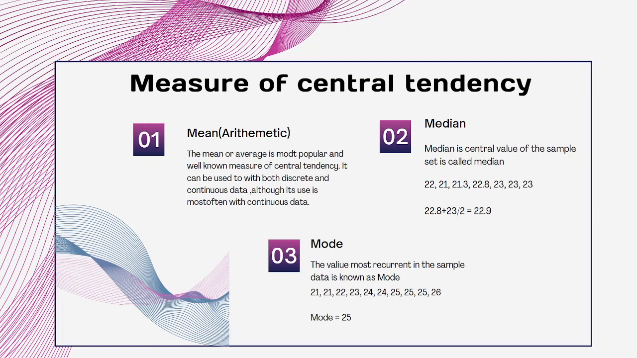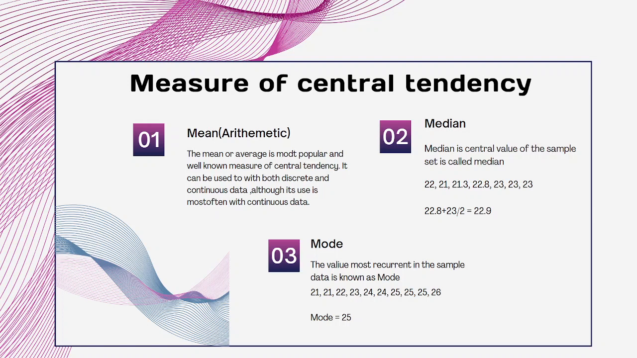Median. The central value of the sample set is called the median. The median is the center value of the entire data set. Your values must be arranged in increasing order, that is the condition, and the central value of that data set is the median. If the number of values is even, we will get two middle values and calculate the average of them. So we will get the median.